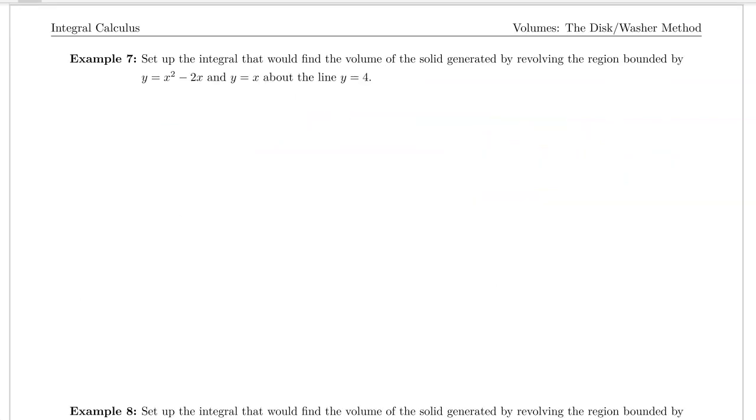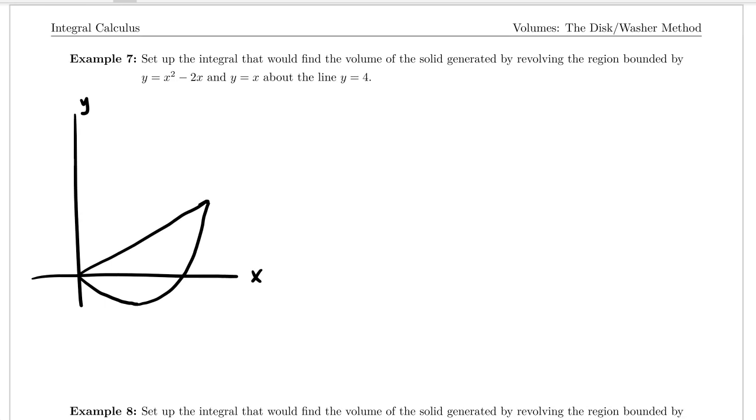Example 7 says, set up the integral that would find the volume of the solid generated by revolving the region bounded by y equals x squared minus 2x and y equals x about the line y equals 4. Okay, so I went ahead and I did a quick sketch of the 2 curves that were given. So my lower curve here is y equals x squared minus 2x. And then my line here is the line y equals x.